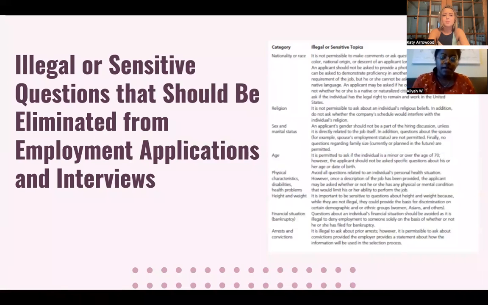Also, do not ask about their physical disabilities, health problems, their weight or their height, and do not ask about their financial situation, so how much their income is, unless you're trying to give them a raise. And lastly, do not ask about their arrest record. All of these things should not be on the application nor the interview.